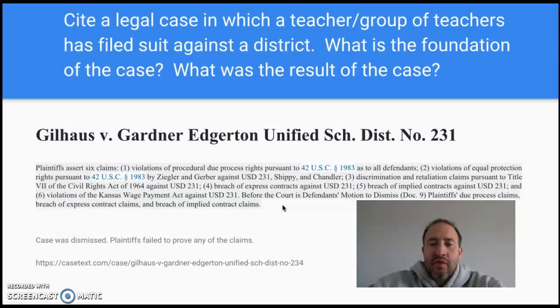One thing I found interesting reading this is that even under the previous Kansas due process law, superintendents did not fall under that law. They would have had that separately in their contract. So I found that interesting for those people that ever want to become a superintendent. The case was dismissed. The judge said the plaintiffs failed to prove any of the claims. And again, I just chose that one.